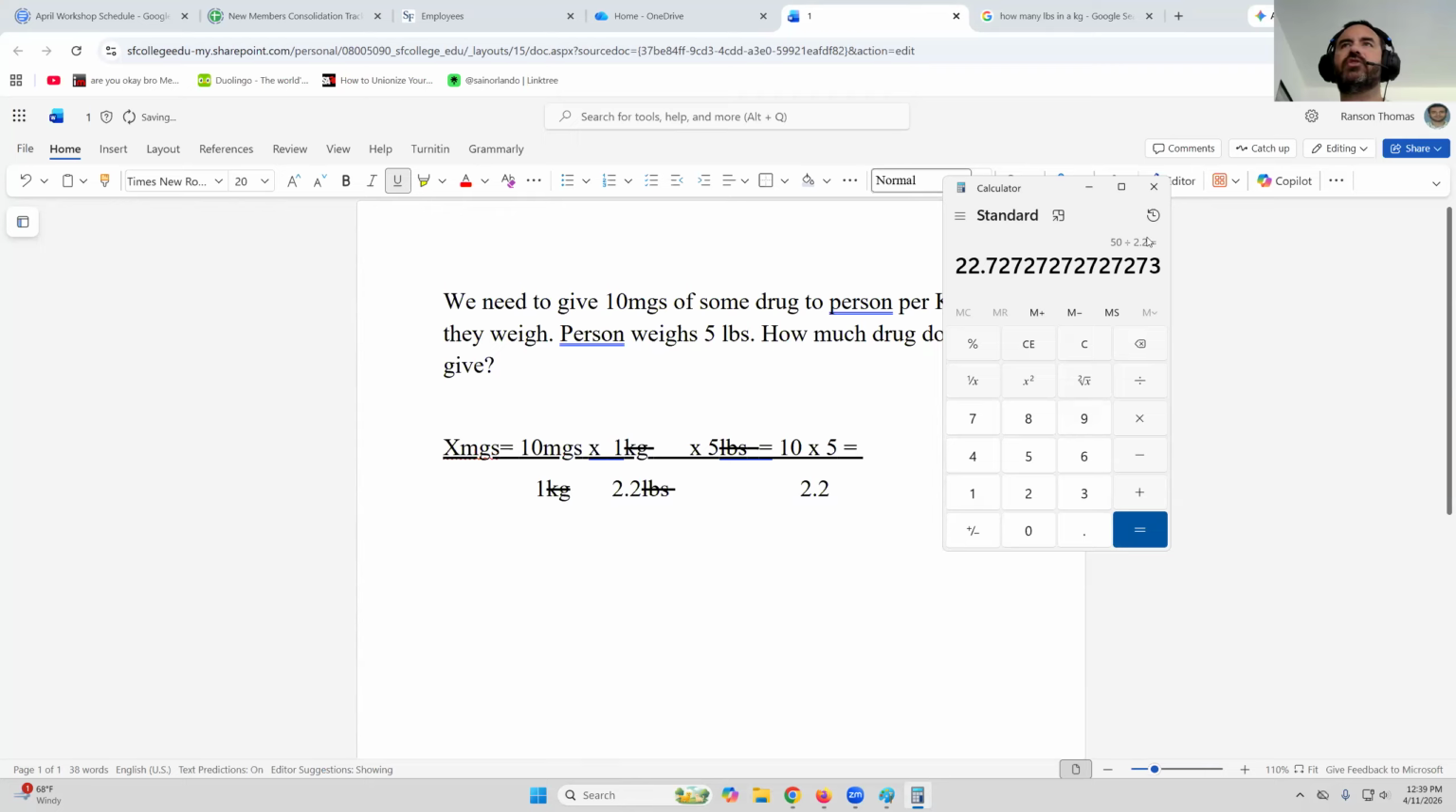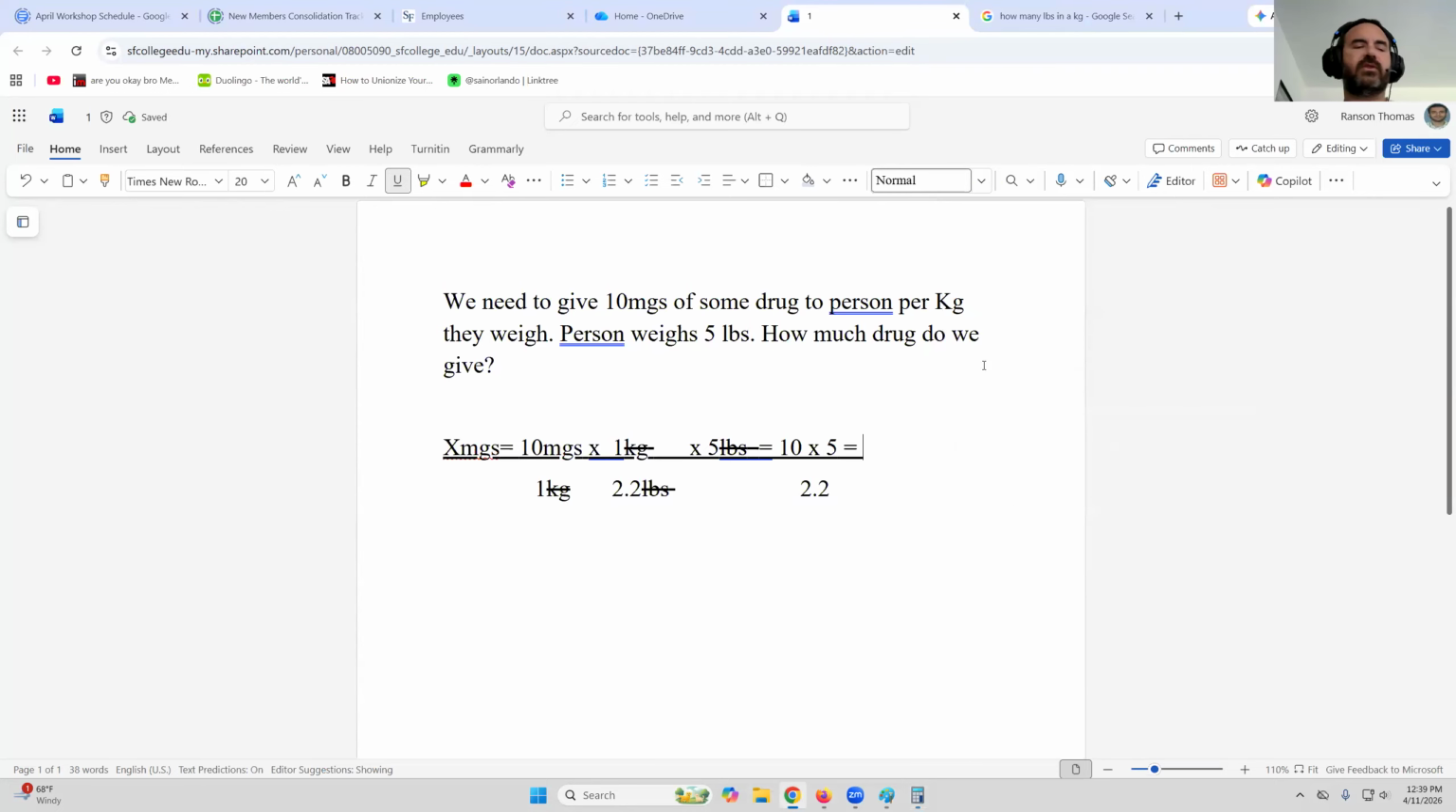Is 22.7. So sorry, I'm trying to figure out 22.727, whatever milligrams is how much the person or the baby, I guess, would get. Now, I told you I didn't set a rounding rule for this. So we'd have to say, okay, the person weighs about 2 kilos. So if we were rounding to the nearest whole number, 22.7, we would say is 23 milligrams.